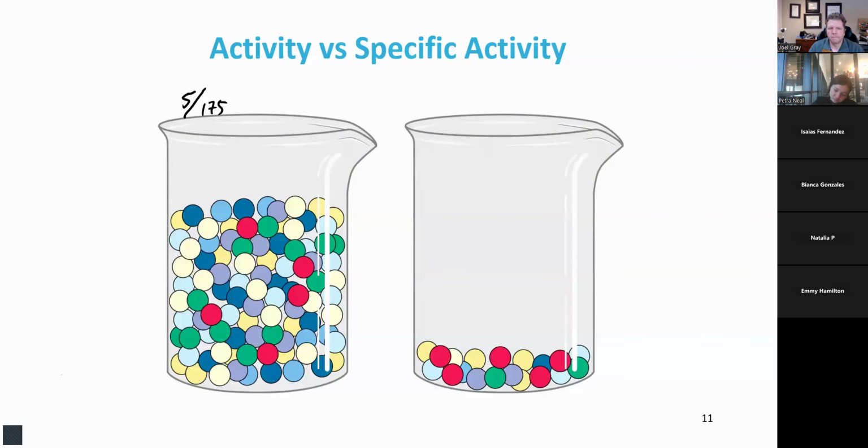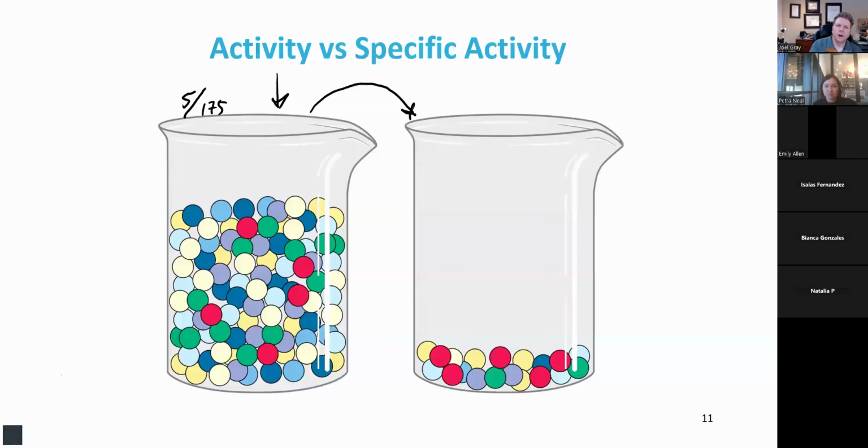5 out of 175. If you want to enrich for the red marbles or purify those red marbles, have you purified or enriched for those red marbles when you move from the beaker on the left to the beaker on the right? You could think about it as if you blindly put your hand into this beaker to pull out a marble, you've got a 5 out of 175 chance of getting a red marble. Would everyone agree with that? Write an N in the chat.